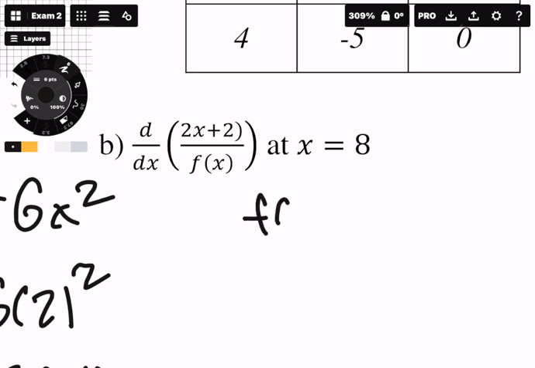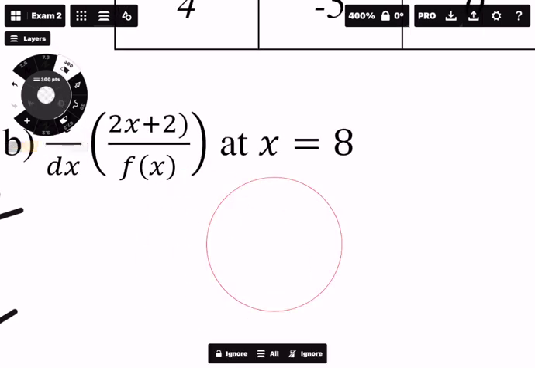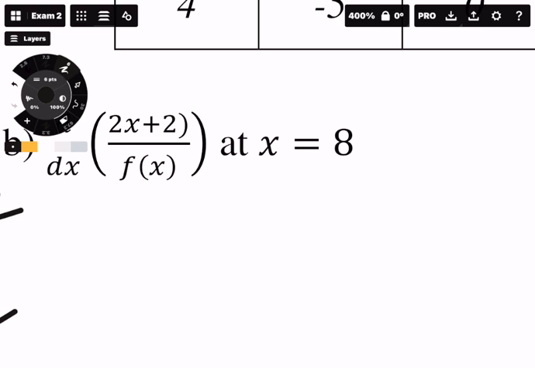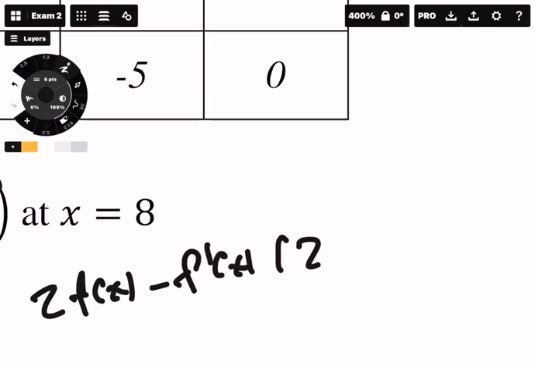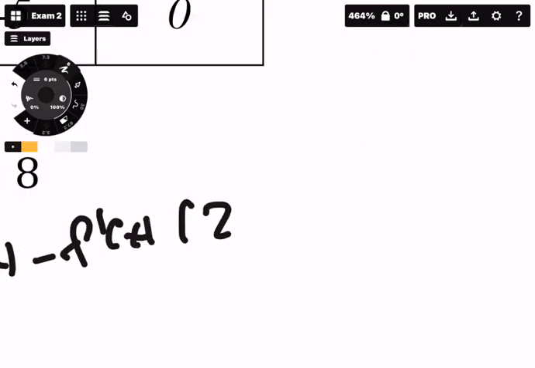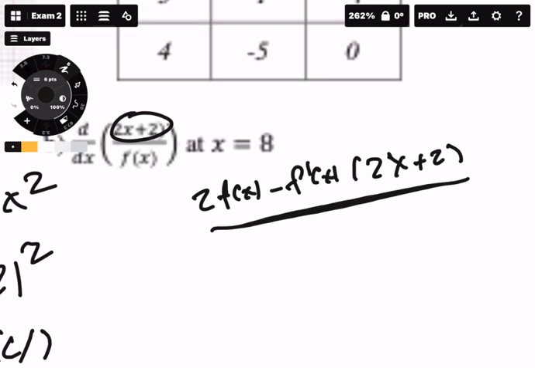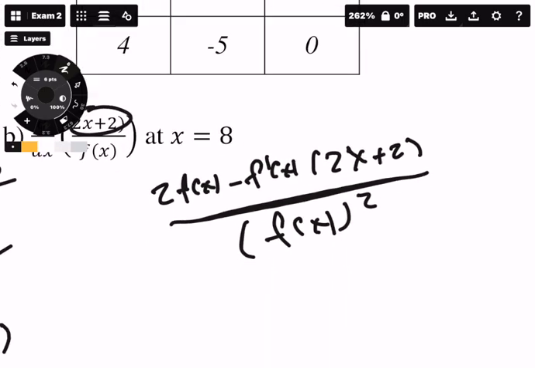So first we want to get f of x times f prime of x. So this part is f prime, which looks like 2, times g of x, which is f of x. It's a bit confusing, but it's alright. And then f prime of x times 2x minus 2x plus 2, all over f of x squared. Now we want to substitute this at 8. So let's go.